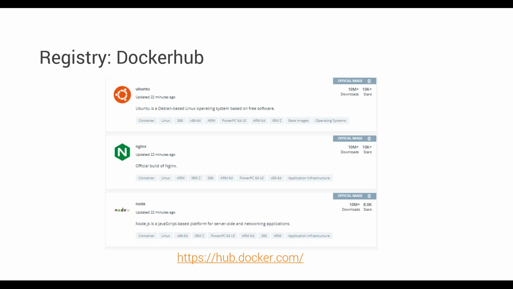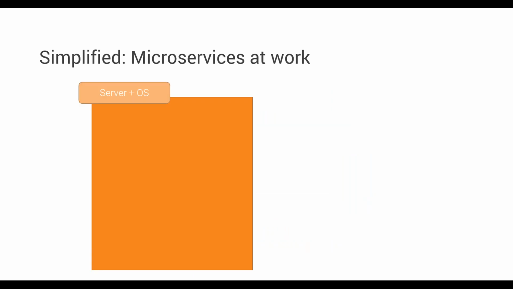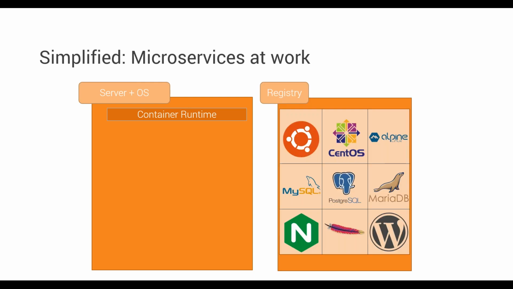How would this work in a simplified way? If we take a look here at the server and operating system on a single node, we would have a container runtime, and we have a registry we just talked about, where we can find different images. We can basically tell our container runtime to clone these images, copy these images to our local server. Let's say, for example, we want to run a web server like Nginx.